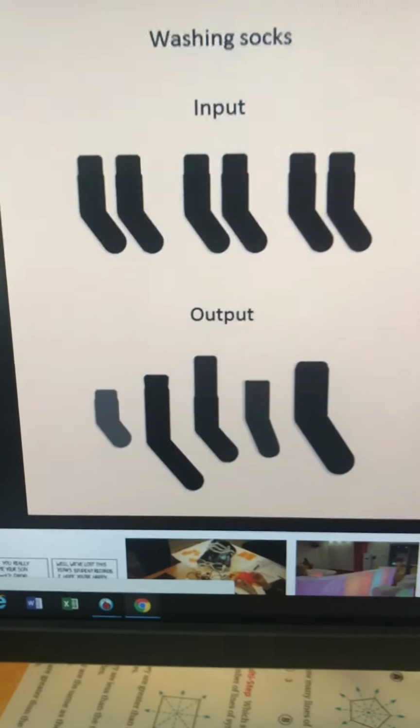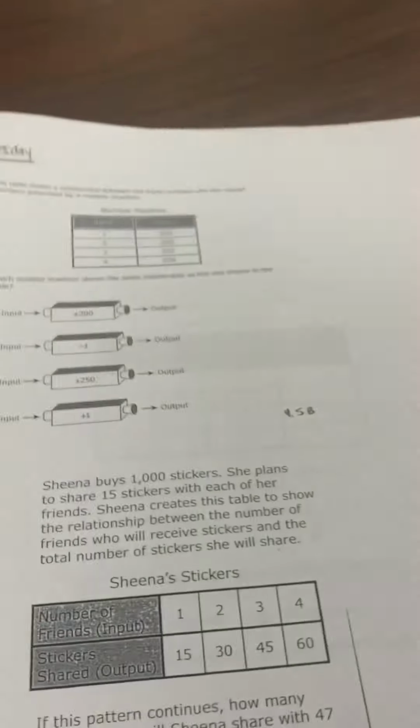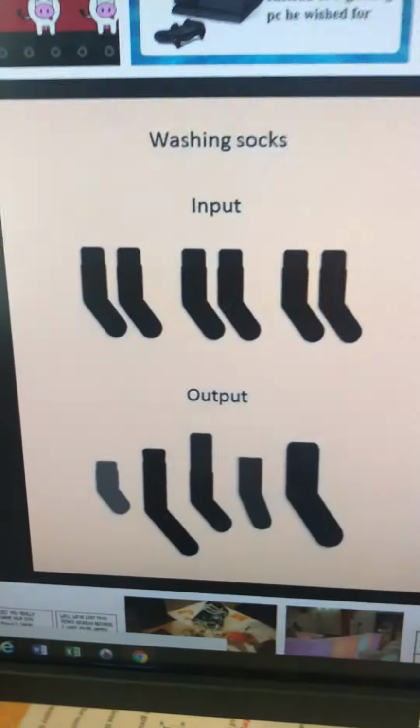Today is Wednesday. So for your homework tonight, you will need to complete the two problems for Wednesday. But I wanted to kind of show you something.